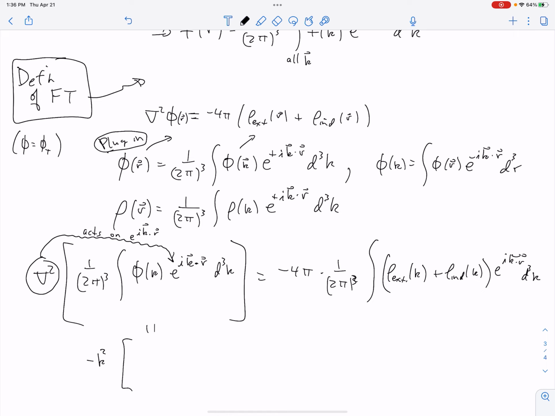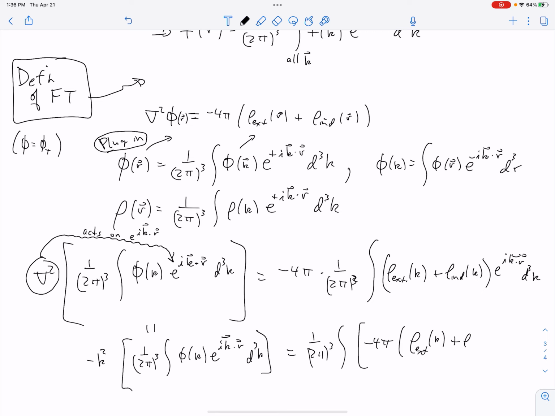So now it becomes negative k squared times 1 over 2 pi cubed integral phi of k e to the I k dot r d cubed k is equal to 1 over 2 pi cubed integral of negative 4 pi, rho external of k plus rho induced of k, e to the I k dot r d cubed k. Not enough space.